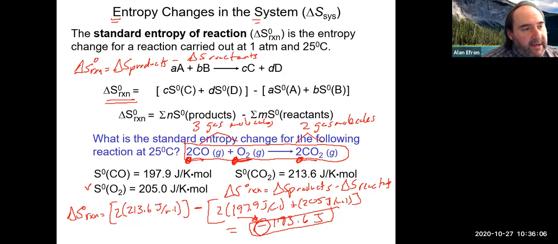Should it be a negative value? Should it be a positive value? And as you can see here, as we decrease the amount of gas molecules, we created more order. By creating more order, we would expect the delta S value to become more negative. So these are good things to think about as you're doing these calculations. These are good ways that you could literally predict, not the number per se, but the actual sign of it to verify that you did the calculation correctly.